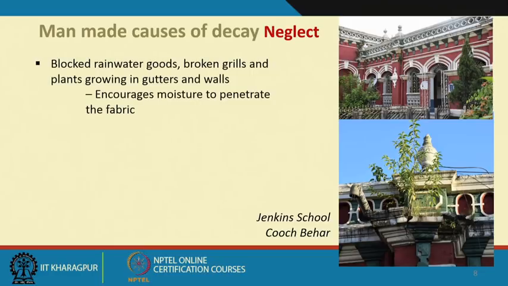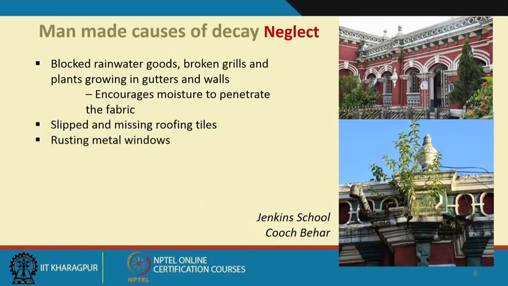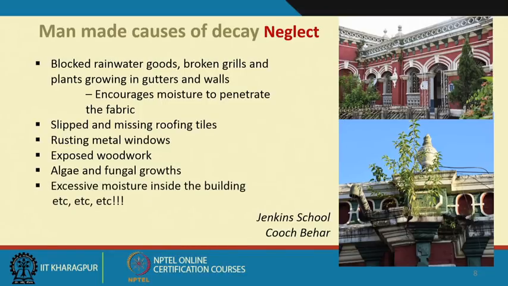So, this type of neglect has very simple causes which are very easy to take care of, like blocked rainwater goods or broken grills and plants growing in the gutters and walls. They encourage moisture to penetrate the fabric, or sometimes slipped roofing tiles, which are very easy to repair, but due to neglect, there is rusting of the metal windows, exposed woodwork, algae and fungal growths, which we have all discussed under the natural causes of decay, and excessive moisture inside the building, etc. These are all due to neglect, which can be taken care of, as I told, very easily.